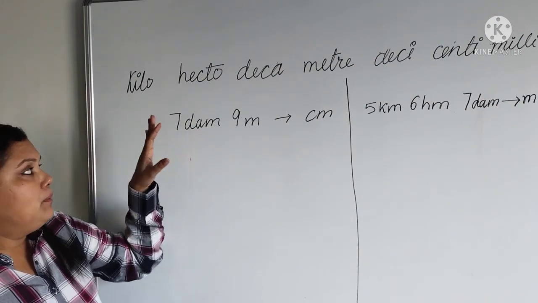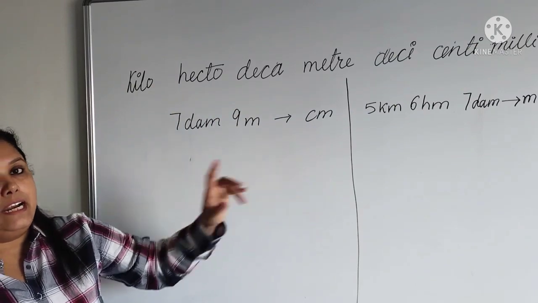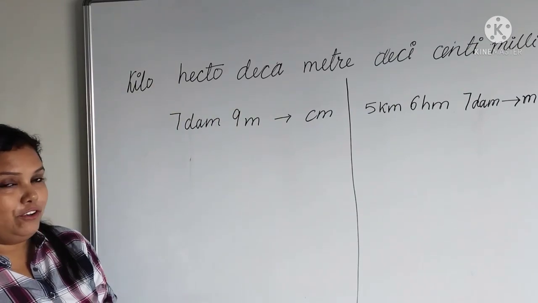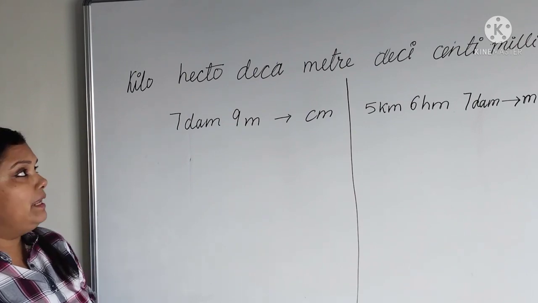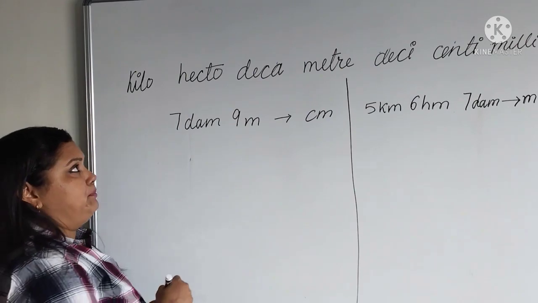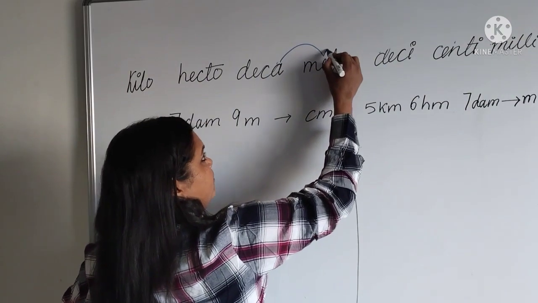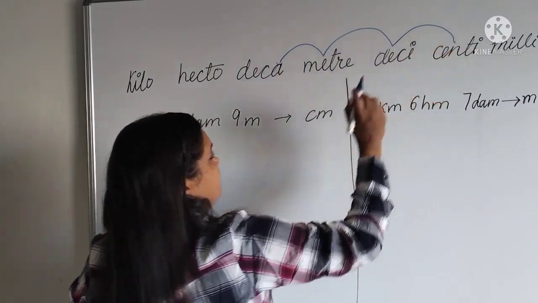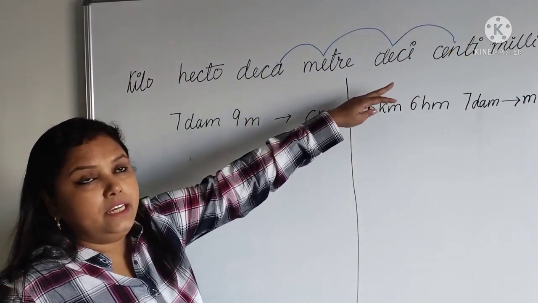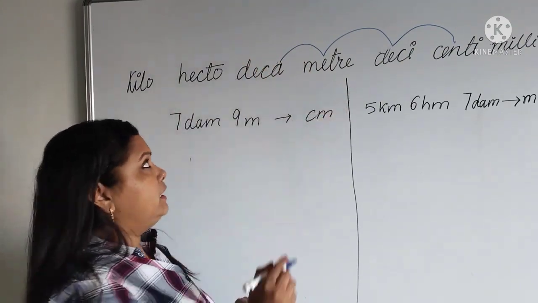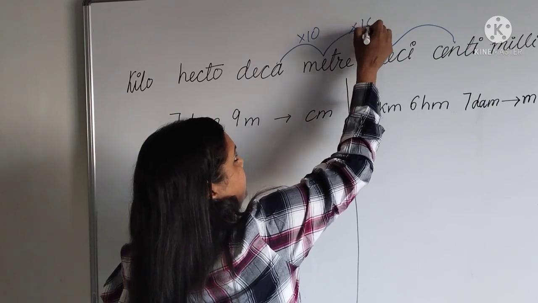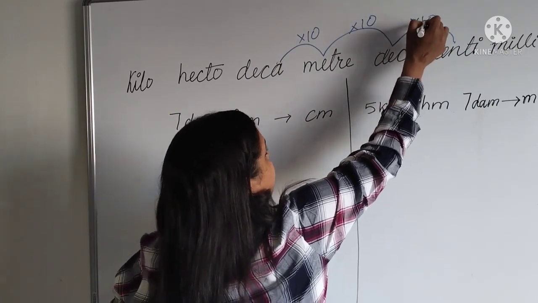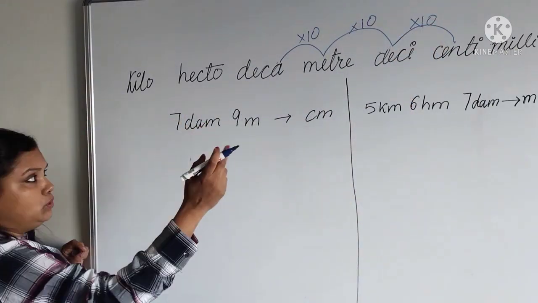move from bigger unit to smaller unit. That means we have to multiply. Okay, so by what should we multiply? We need to count the steps. So 1 step, 2 step and 3 step. Deca to centi we can reach in 3 steps. So multiplied by 10, multiplied by 10, multiplied by 10. That means multiplied by 1000.